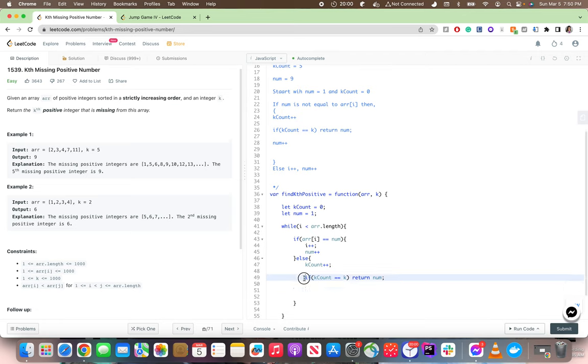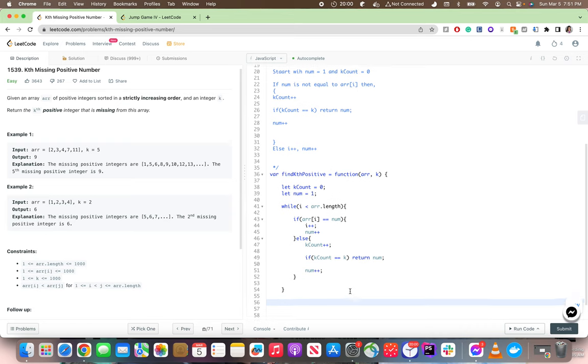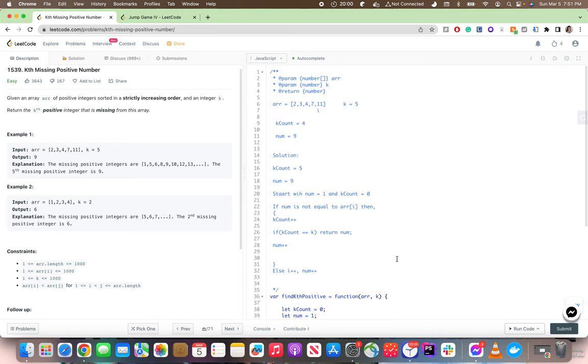Otherwise, if it is not equal, then we have to find another number that is missing. So we will increment num and check at the next time if that is also missing or not. So at i is equal to num, okay, yeah. And at last, if k count is equal to k, then return num.